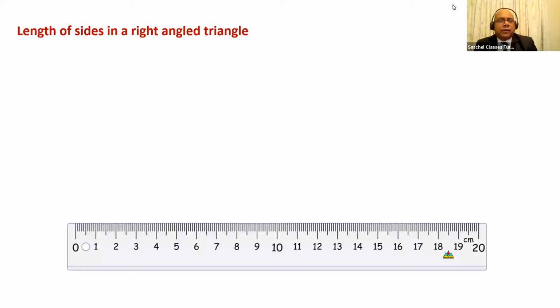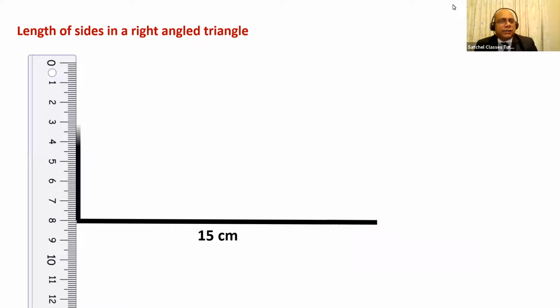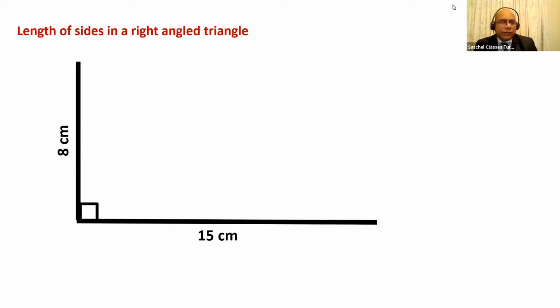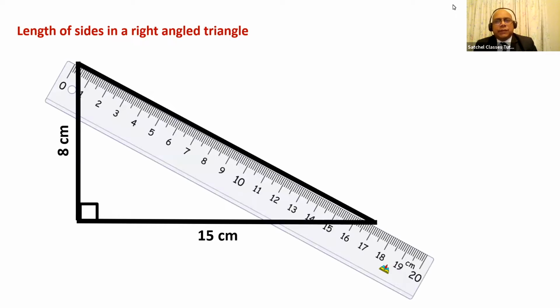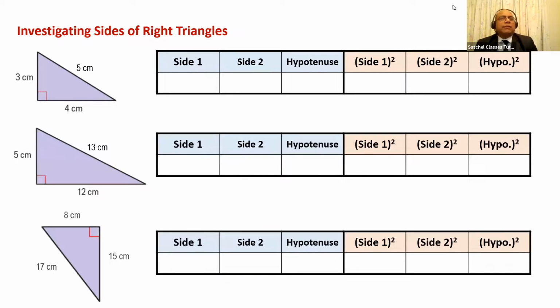Finally, let's draw one last triangle. This time, the base is going to be 15 centimeters and the height is going to be 8 centimeters. And what do you think is the hypotenuse in this case? Join it and measure it. As you can see, the hypotenuse is 17 centimeters. Now, do you remember the dimensions of the three triangles that we drew? Well, here they are. We first drew a triangle with base 4, height 3, and the hypotenuse is 5. Then we drew the triangle with base 12, height 5, and the hypotenuse we measured was 13 centimeters. And finally, we drew a triangle with base 15 and height 8 centimeters, and the hypotenuse was 17. Correct?